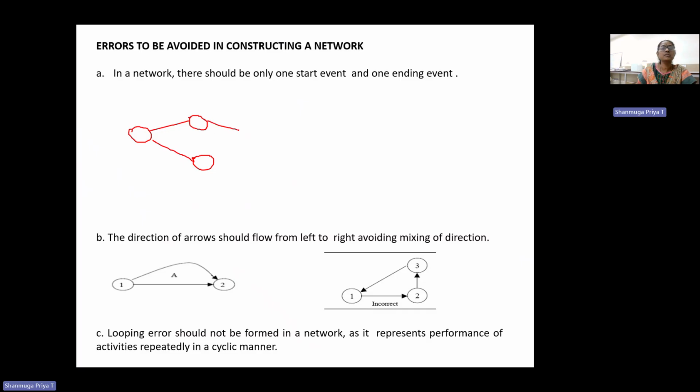The network consists of different activities, with one start and one end. It should be considered as an arrow. So this is one, and we want the highest numbers 2, 3 and 4. So this will be correct: one start, one end. Other than that, it would be the wrong one.